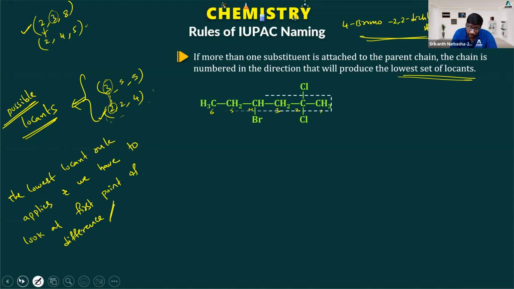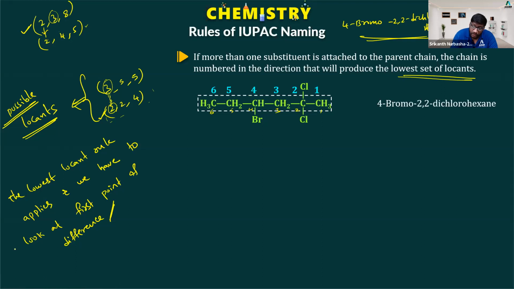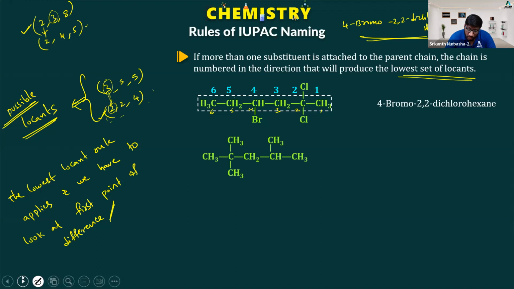We have to look at the first point of difference, right? So this name is going to be 4-bromo-2,2-dichlorohexane. That's what I have already told you. Try to name this compound, students.